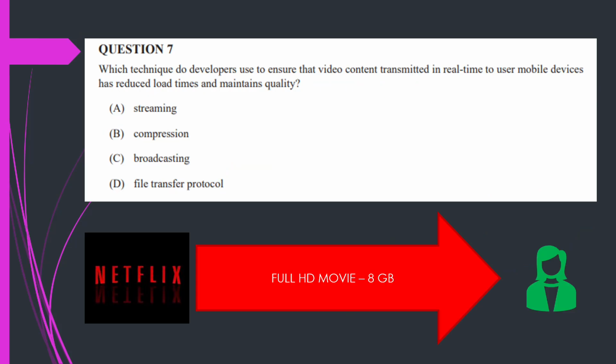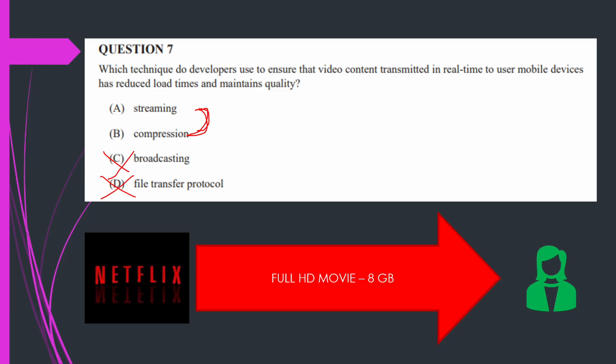Question 7. Video content transmitted in real time has reduced load times and maintained quality. I'm not quite sure what it is, but I am definitely sure D is not the answer and C is not the answer. File transfer protocol is the one designed to send files between people. Broadcasting is about TV channels, so I am torn between A and B.